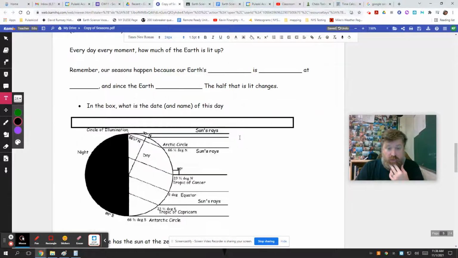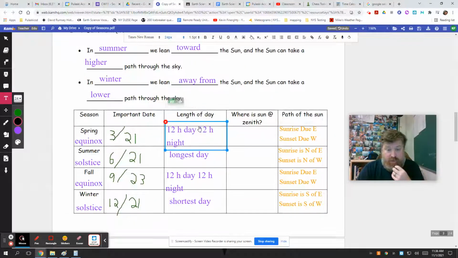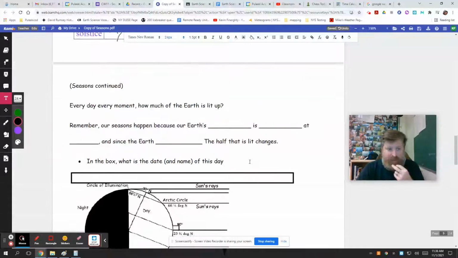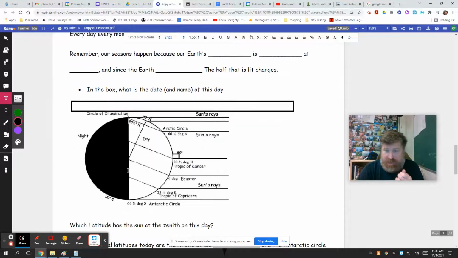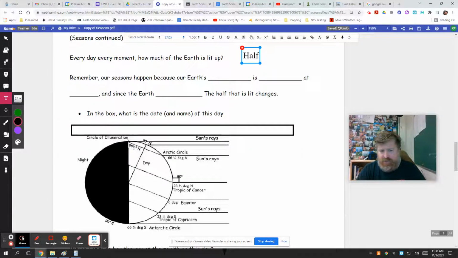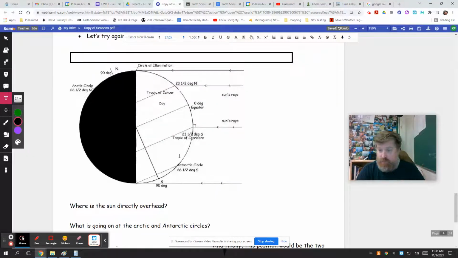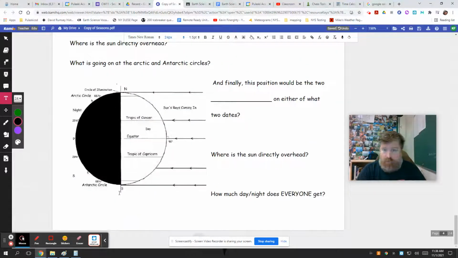So we've got to get to these tricky diagrams right here because this whole tilt back and forth is going to lead to where the sun hits directly overhead. Remember, every day, every moment, how much of the earth is lit up? It's half and half. So let's write that. Half the earth is lit, half the earth is dark, and as it spins through, we experience night and day. But what's going on? Are we tilted in so that we're more in that light part, or are we tilted away so that we're more in that dark part? And again, we are northern hemisphere people. Or is it those two times a year where everything balances out?